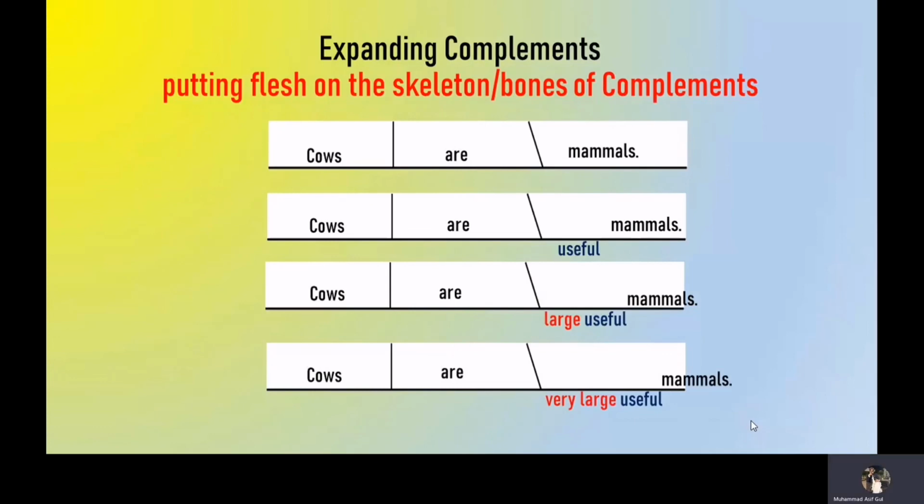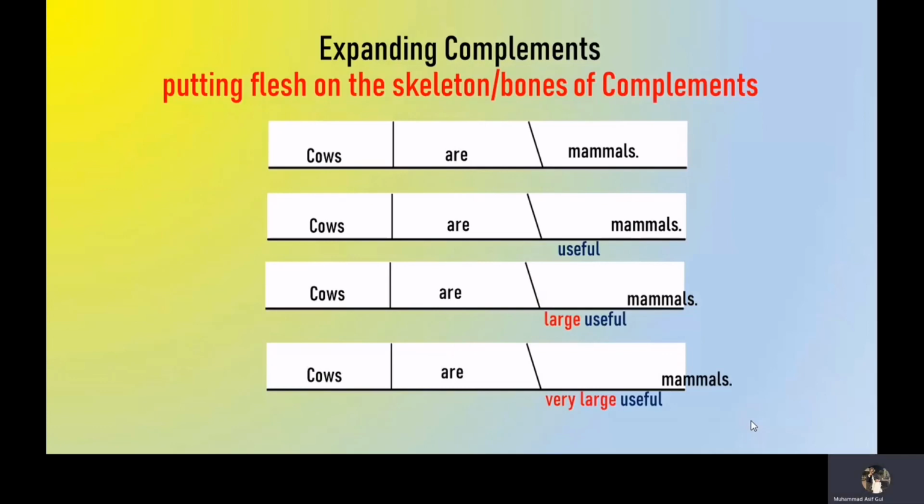We can further expand it. Cows are large useful mammals. It can be further expanded if we say that cows are very large useful mammals. Mammals is a noun, and the word qualifying it would of course be an adjective. Useful is an adjective, and adjectives come before nouns. We can see it. Useful is coming before the noun.